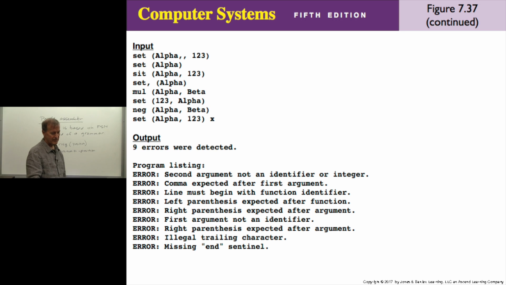And then neg. Neg is the one that I showed here. It only expects 1 argument. But this one said neg alpha beta, so it expected a right parenthesis after that first argument. And what about that set alpha comma 1, 2, 3, but with x? It is an illegal trailing character.